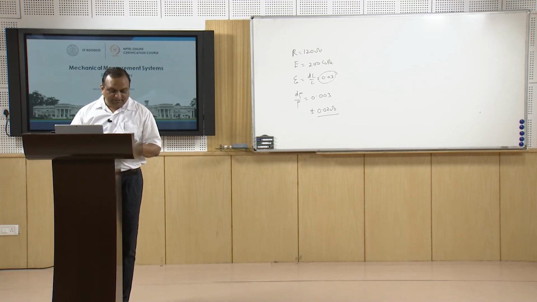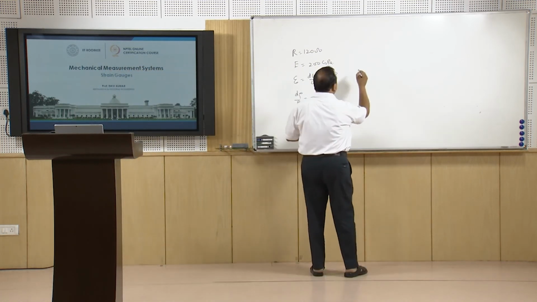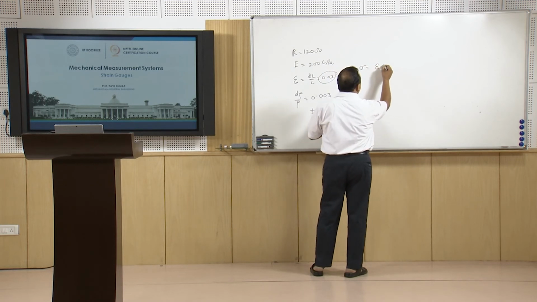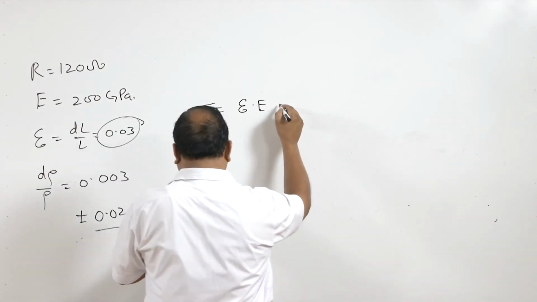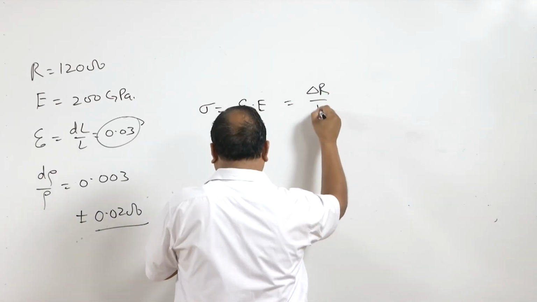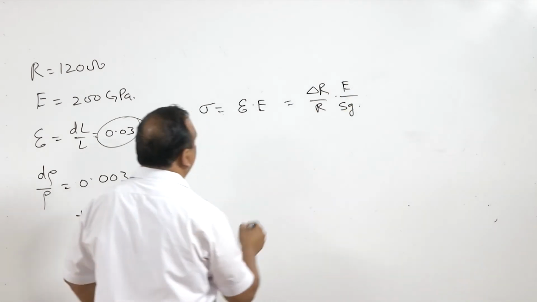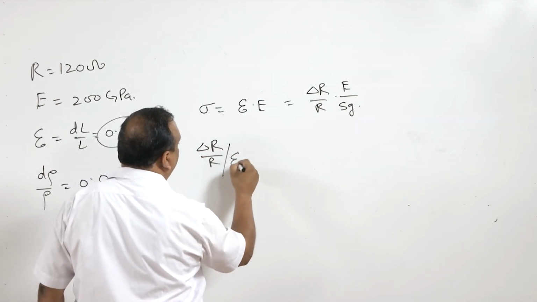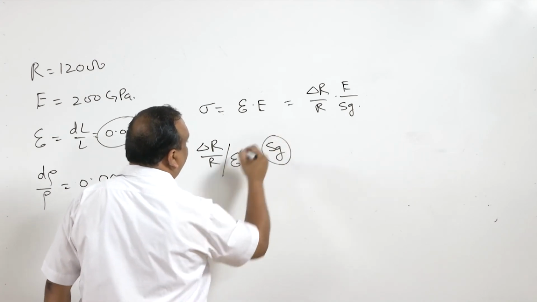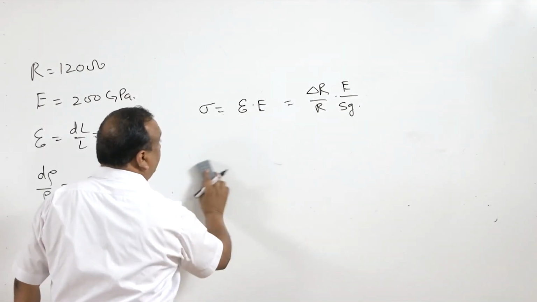What is the uncertainty in the stress? Uncertainty in the stress, because stress is strain multiplied by E, is equal to delta R over R multiplied by E divided by the gauge factor Sg. That is strain, because delta R upon R divided by strain is equal to the gauge factor. So here we have used this expression and we have replaced strain by delta R over R divided by Sg.